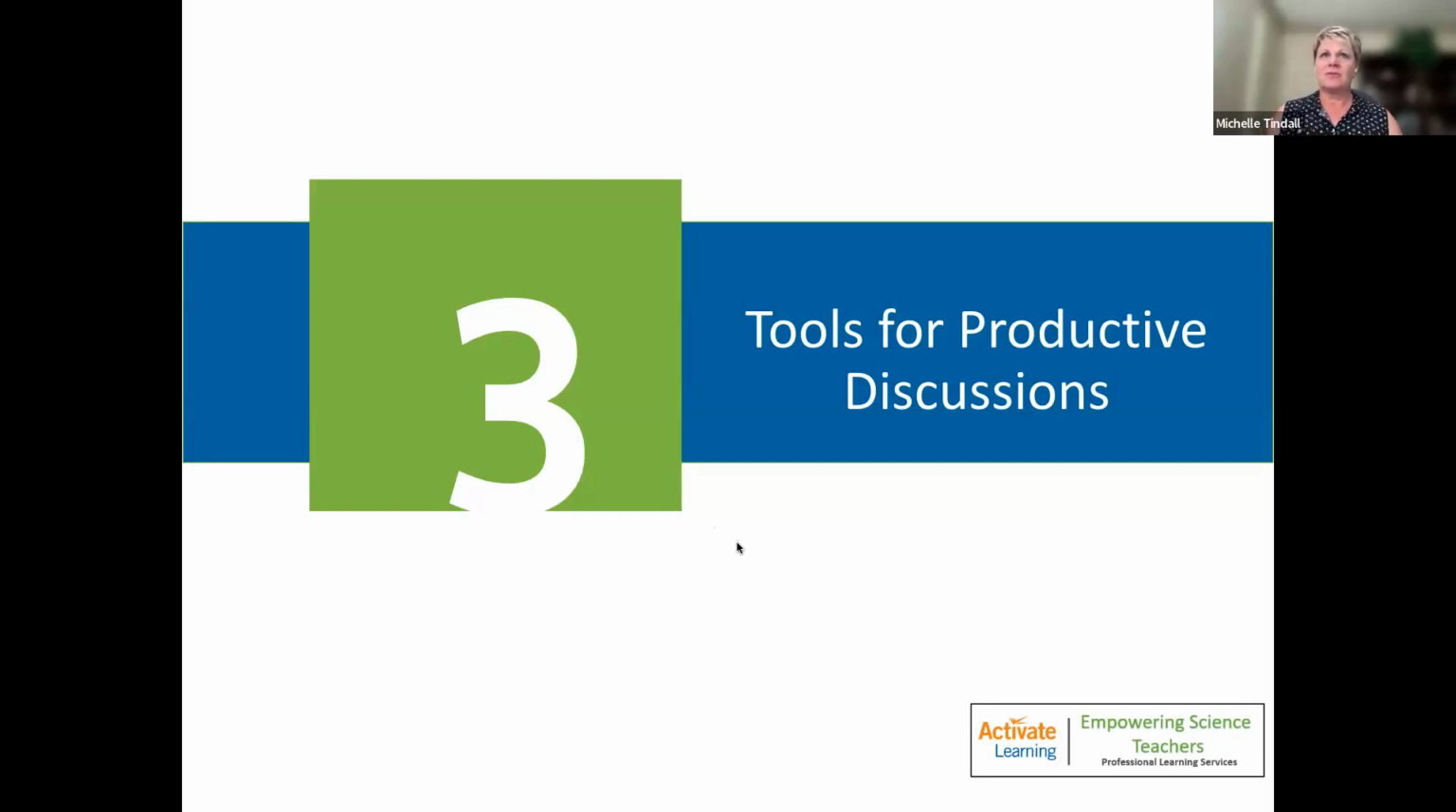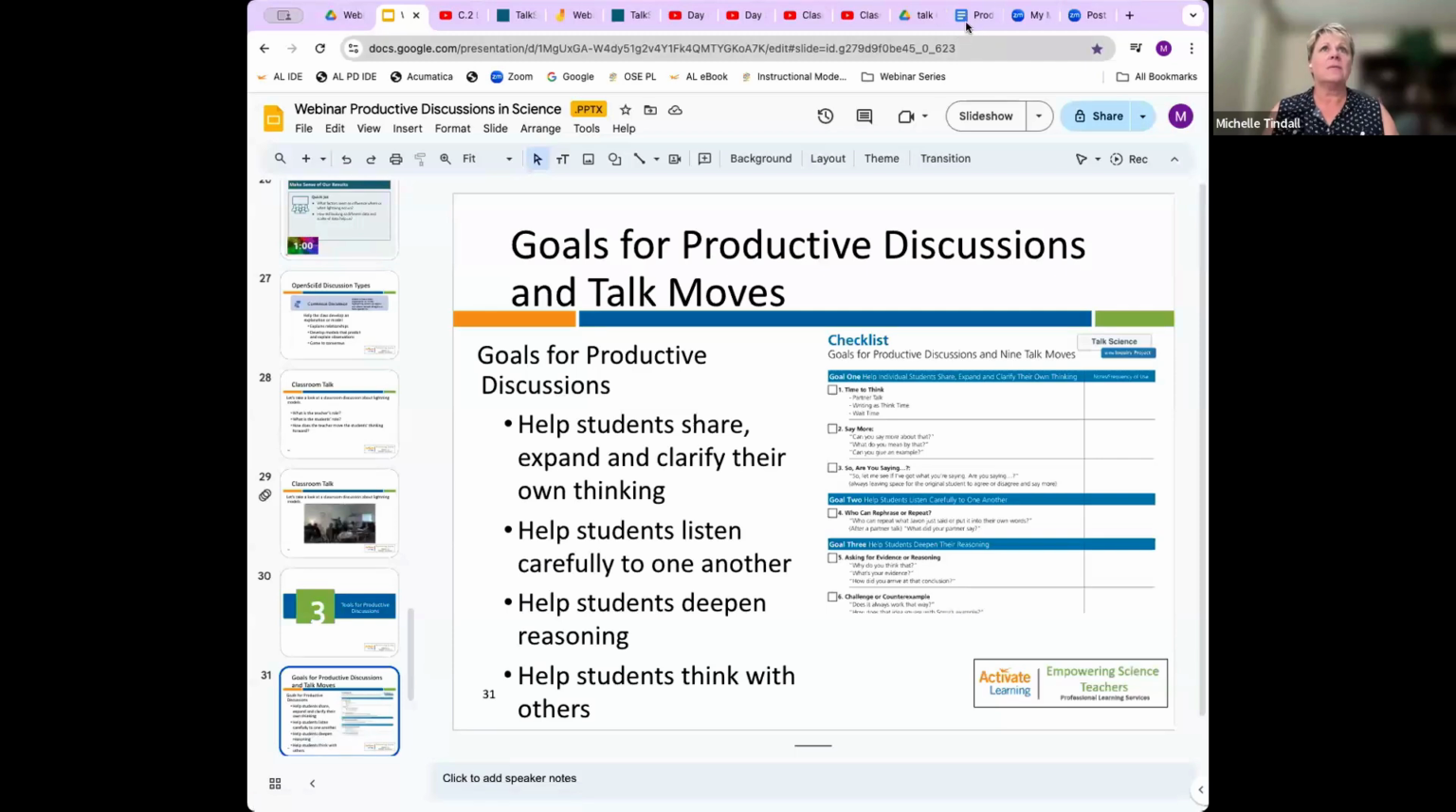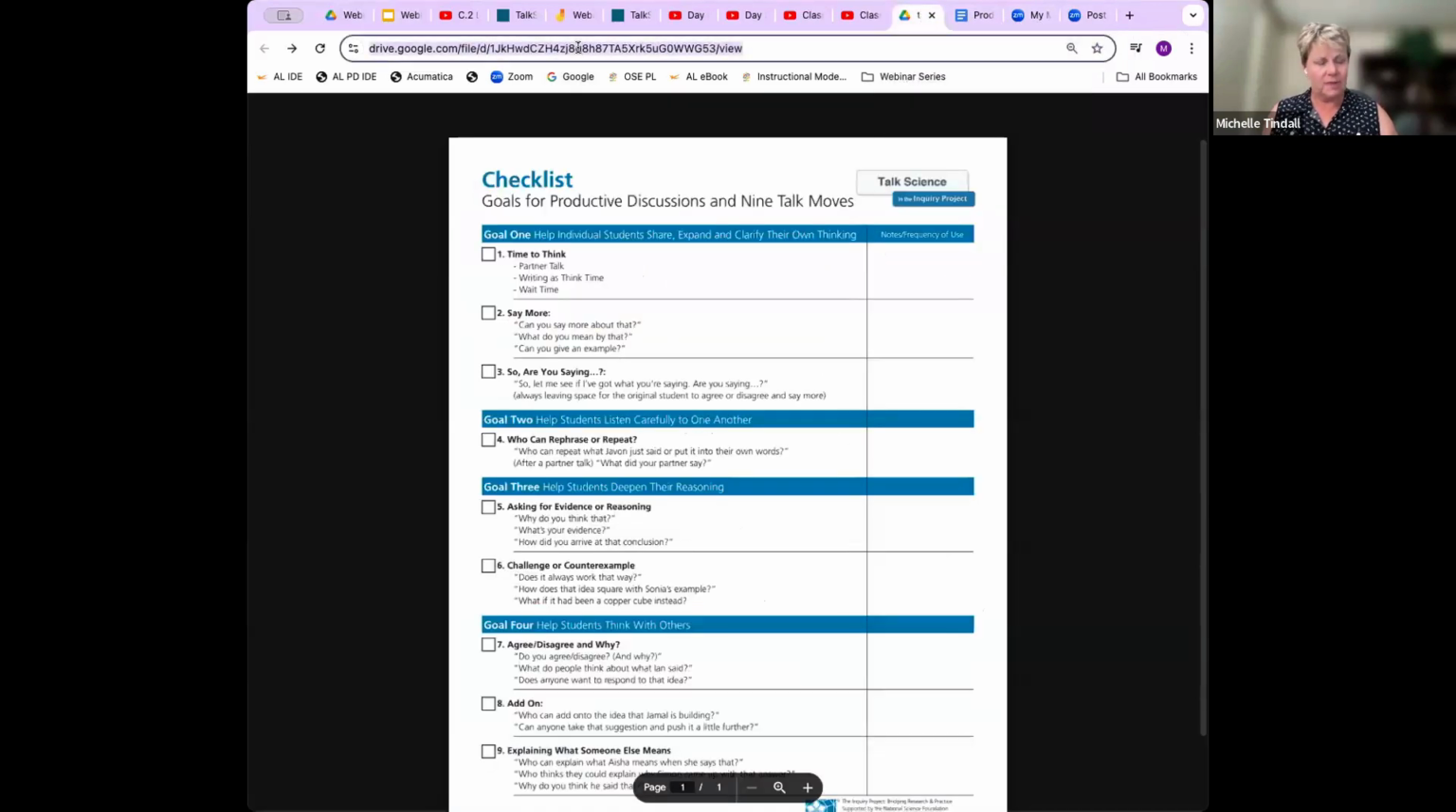So I want to talk about the tools for productive discussions. And in the Talk Science Primer, near the end, there's the checklist for productive discussions and 9 talk moves. And I'll put the link for that document in the chat for you, so that you can have your own clean copy there.